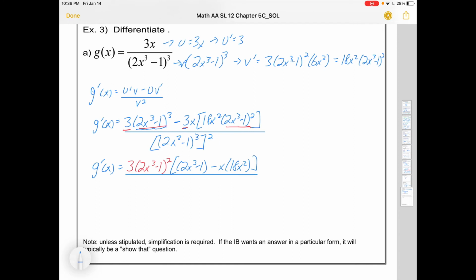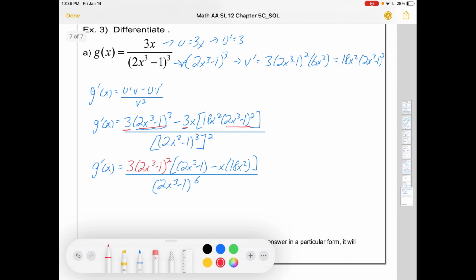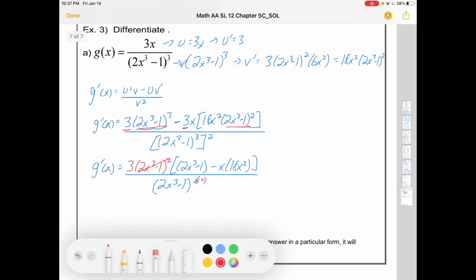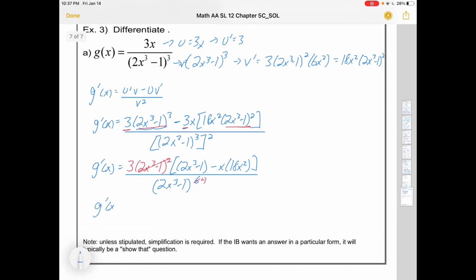And this will be all over (2x^3 - 1)^6. The reason that we want to factor is that at this point you can divide some of these out, so that in your next step you'll have something that hopefully looks a little nicer. You'll have 3 by (2x^3 - 1) minus 18x^3, all over (2x^3 - 1)^4.